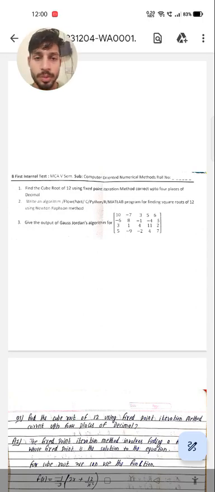Hello everyone, today we are going to solve the set B of computer oriented numerical method. This question paper contains three questions. The first question is find the cube root of 12 using fixed point iteration method up to 4 decimal places. The second question is write an algorithm for finding square root of 12 using Newton-Raphson method. The third question is give the output of Gauss-Jordan algorithm for this matrix.